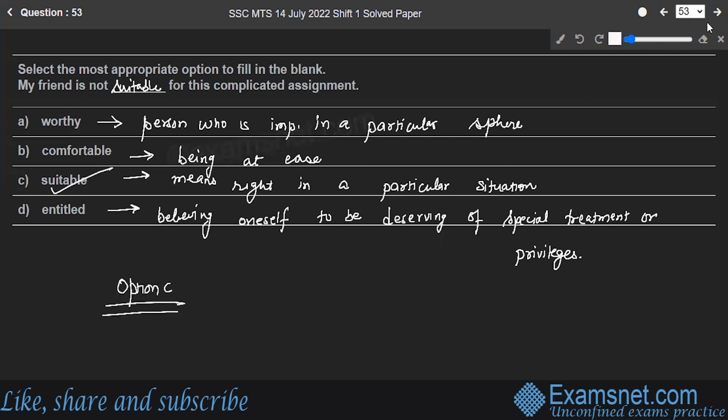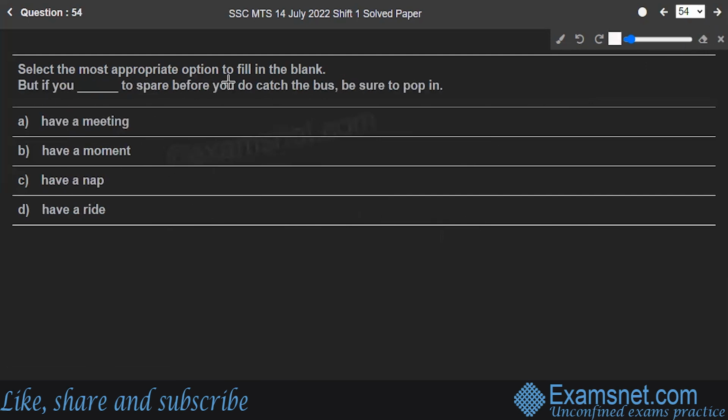Hope you are clear. Next is question number 54. It says select the most appropriate option to fill in the blank. But if you dash to spare before you do catch the bus, be sure to pop in. So, what should the blank be filled with? But if you have a meeting to spare, but if you have a moment to spare, but if you have a nap to spare, but if you have a ride to spare.